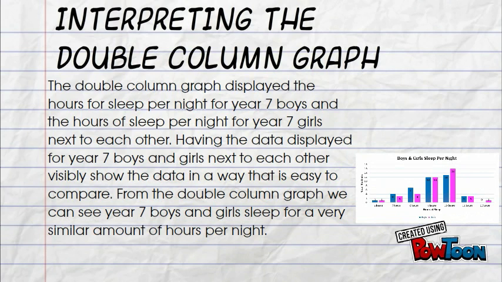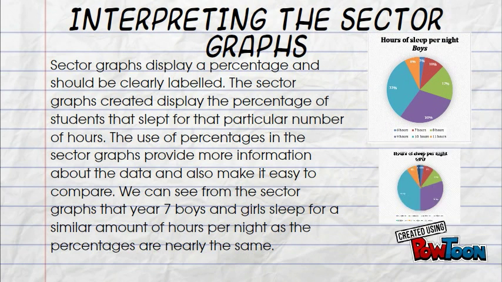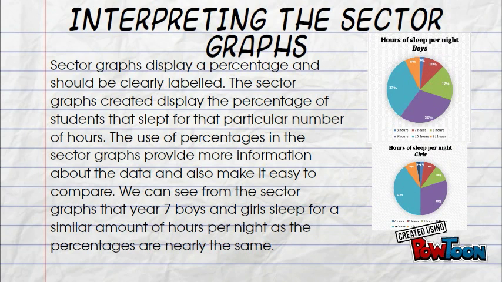From the double column graph, we can see that Year 7 boys and girls sleep for a very similar amount of hours per night. Sector graphs display a percentage and should be clearly labelled. The sector graphs created display the percentage of students that slept for that particular number of hours. The use of percentages in the sector graphs provides more information about the data and makes it easy to compare. We can see from the sector graphs that Year 7 boys and girls sleep for a similar amount of hours per night as the percentages are nearly the same.